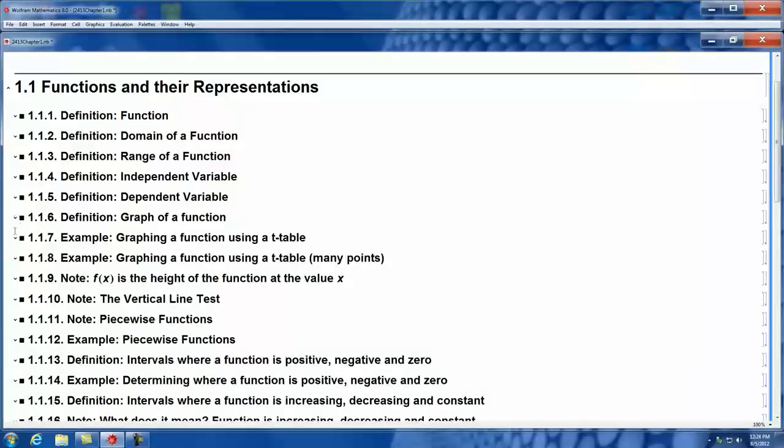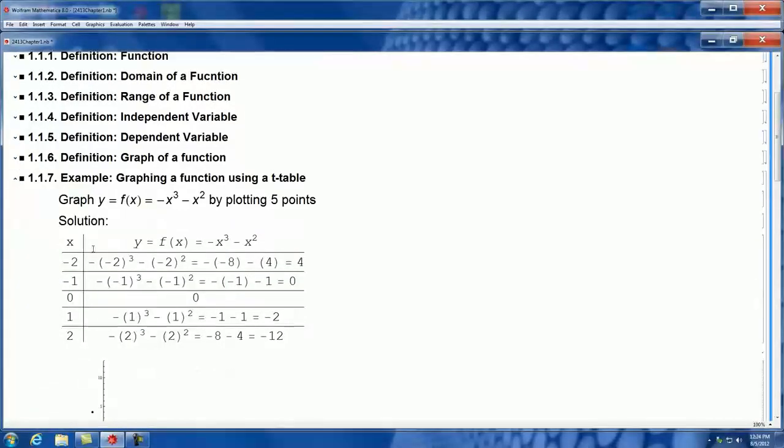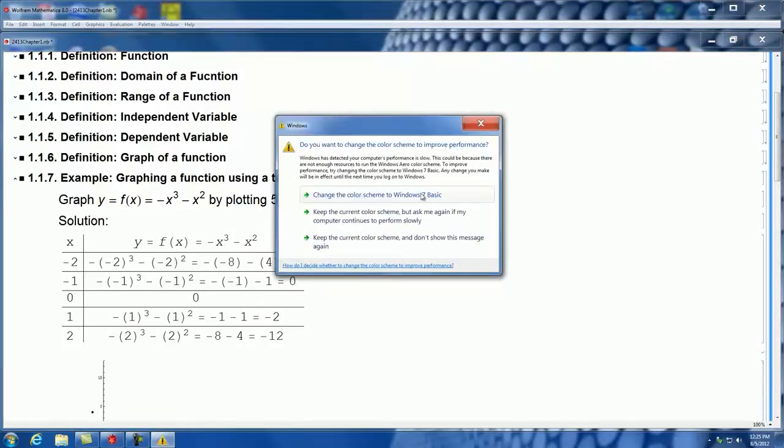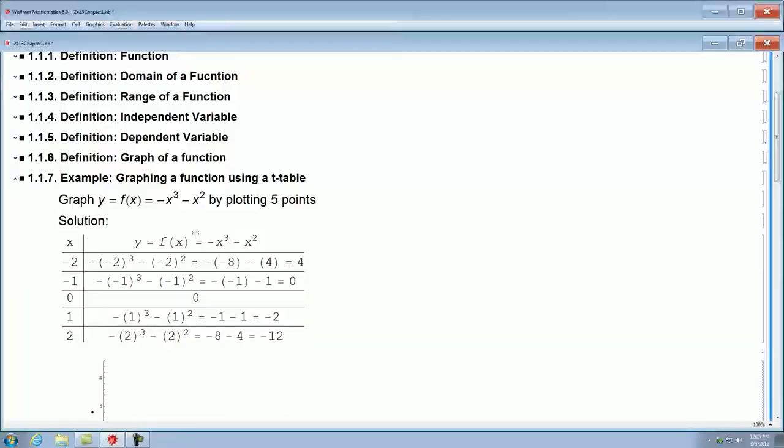So we have an example here finally. If I give you something like graph y equals this function, which is negative x cubed minus x squared, by plotting 5 points, what you do is you take a t-table here, you create some values, some inputs. These are values out of your domain: -2, -1, 0, 1, 2. You plug those into the function, so you replace your x value here in the function with -2.